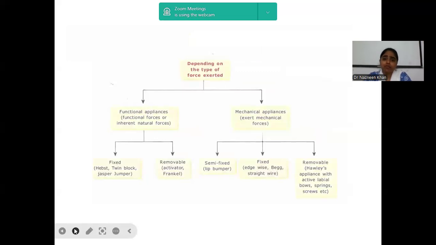Depending on the type of the force exerted, functional appliances and the mechanical appliances can be divided into two parts, fixed and the removable. अगेन वही फिक्स जो होंगे वो हर्बस, ट्विन ब्लॉक, जेस्पर, जंपर होंगे और रिमूवेबल जो होगा वो एक्टिवेटर, फ्रैंकल, ये होंगे. When we're talking about the mechanical appliances, it can be semi-fixed, fixed, and removable. Semi-fixed are the lip bumper, fixed are the edgewise or begg, straight wire appliances. Removable are the Hawley's appliances with active labial bow, spring, and screw.